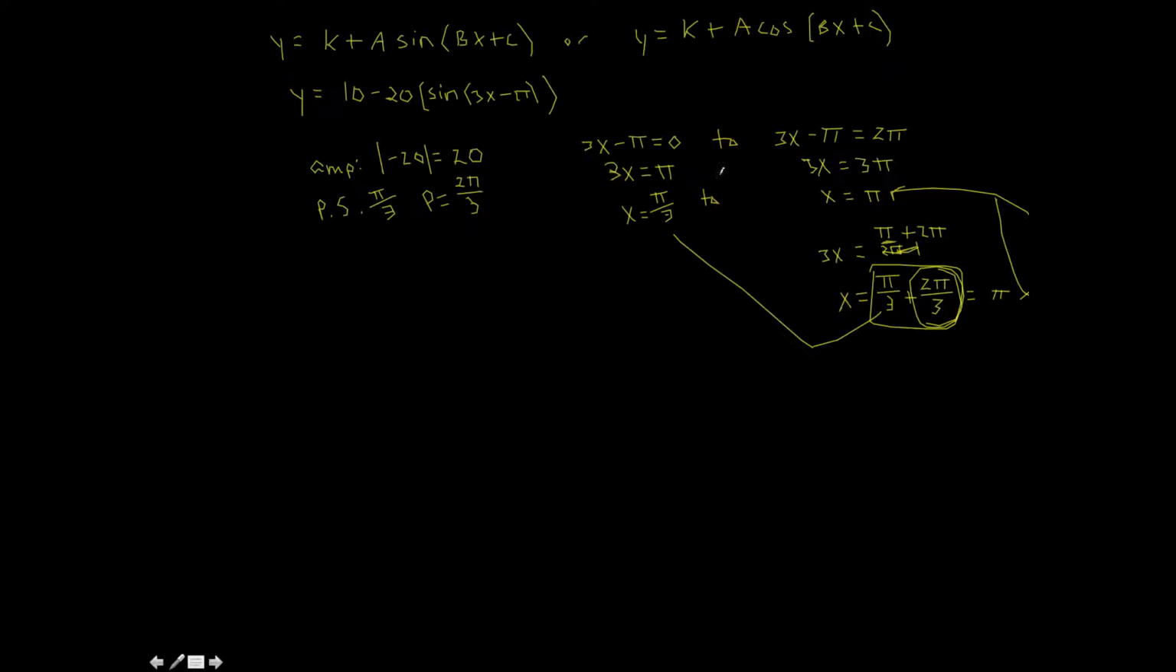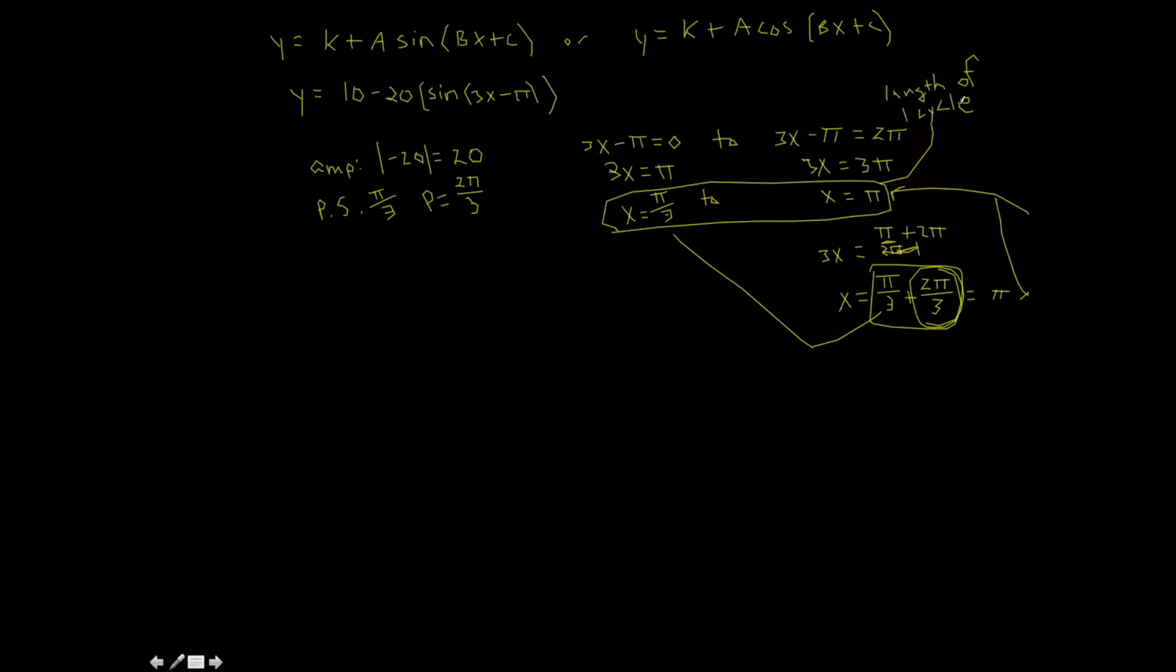Alright, well, what is this pi over 3 to pi then? What is this right here? Remember, this is the length of one cycle. That's the length of one cycle. Okay, length of one cycle.